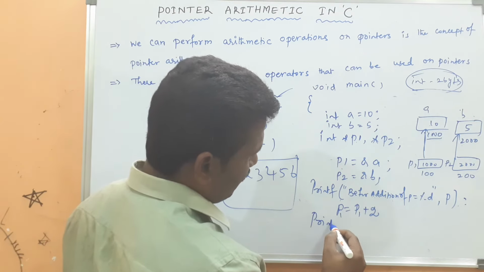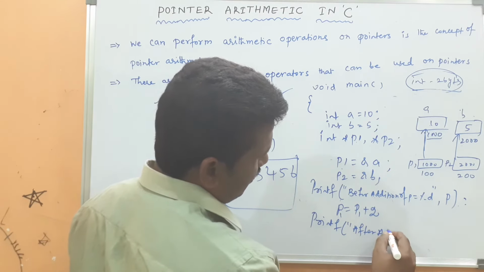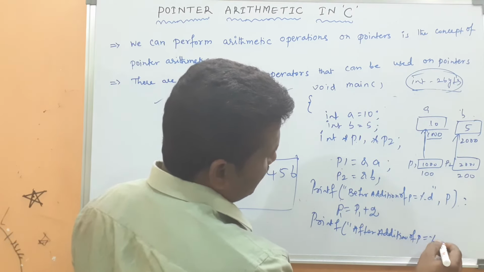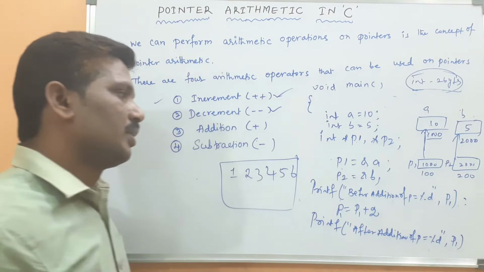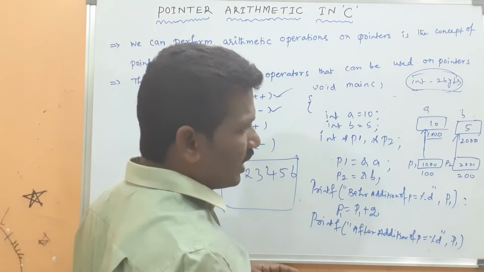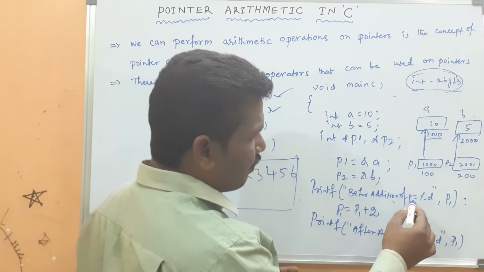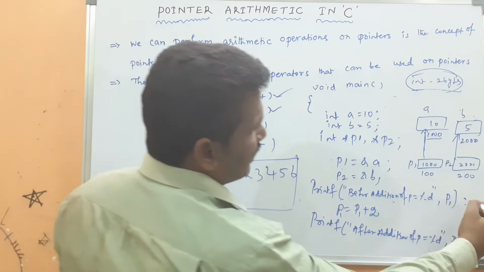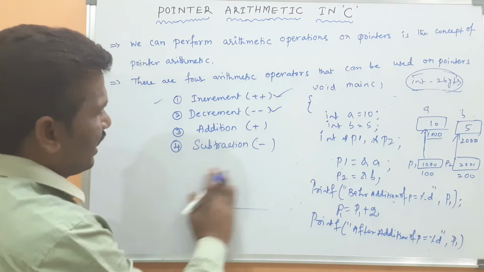Then printf "after addition P percentage D", then P1. Look at here. Before addition of P1, what is the P1? What is the output of this one? I will write the output over here.